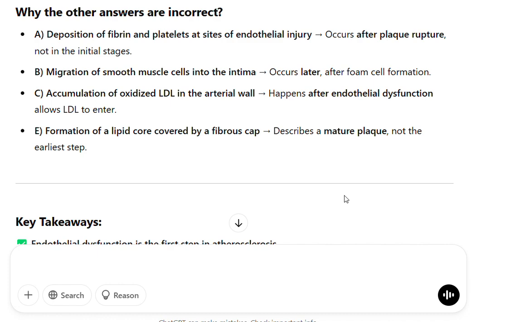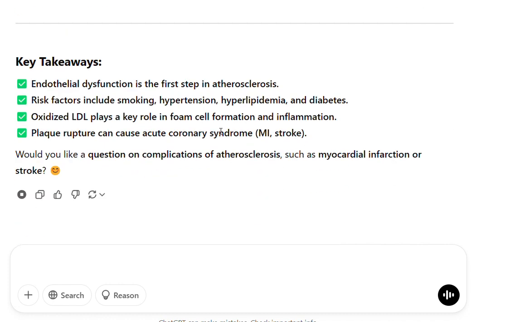Key takeaways. Endothelial dysfunction is the first step in atherosclerosis. Risk factors include smoking, hypertension, hyperlipidemia, and diabetes. Oxidized LDL plays a key role in foam cell formation and inflammation. Plaque rupture can cause acute coronary syndrome, MI, and stroke.